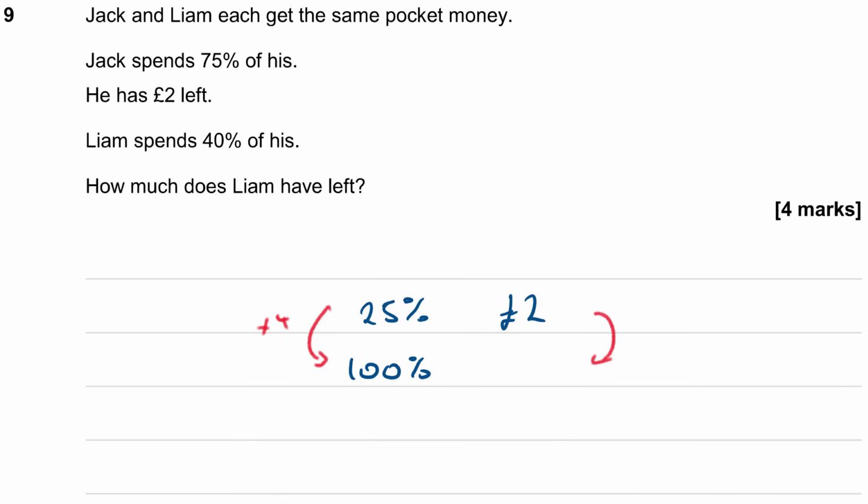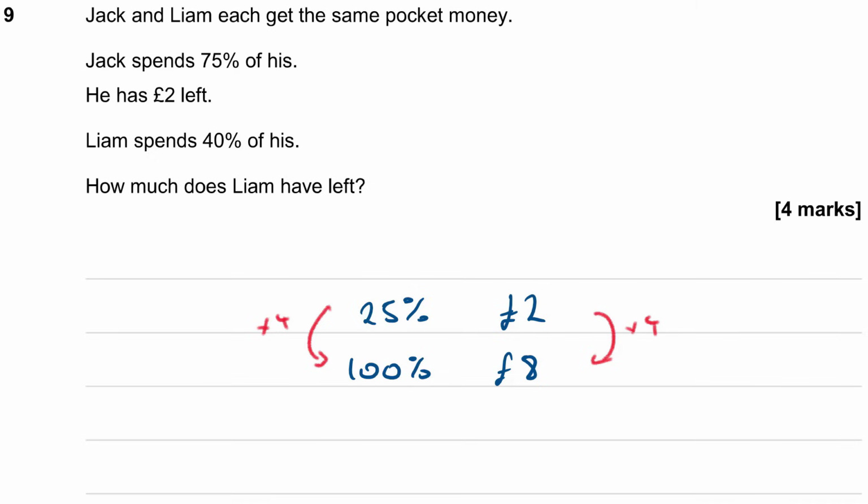Okay, and 4 lots of £2 is £8. So that means that Jack must have had £8 pocket money to start with. Now we know that Liam has the same amount of pocket money, so he must also have £8. So if he spends 40%, then he's got 60% of his pocket money left. So what we need to do is to find what 60% of 8 is.